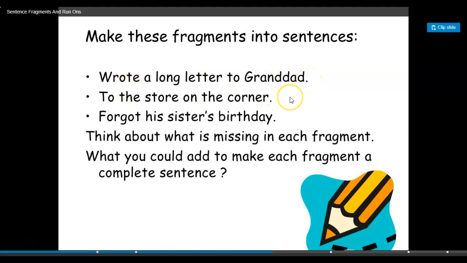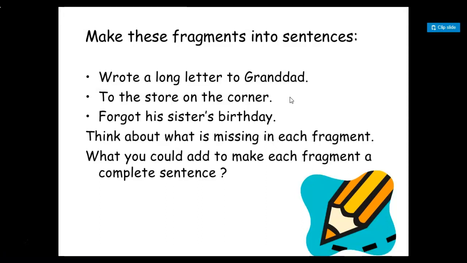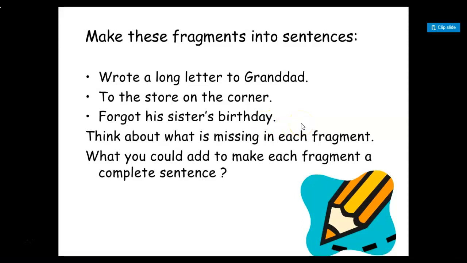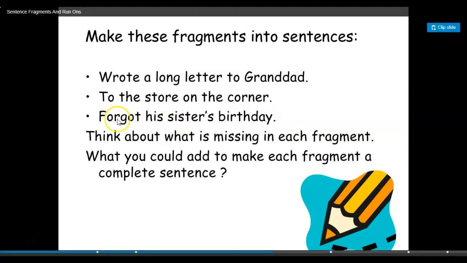To the store on the corner. Think about how you would make that a complete sentence. How about, I am going to the store on the corner. Forgot his sister's birthday. We just need to tell who did that. Bob forgot his sister's birthday. So in these sentences, all they need are subjects. I am going, and Bob.